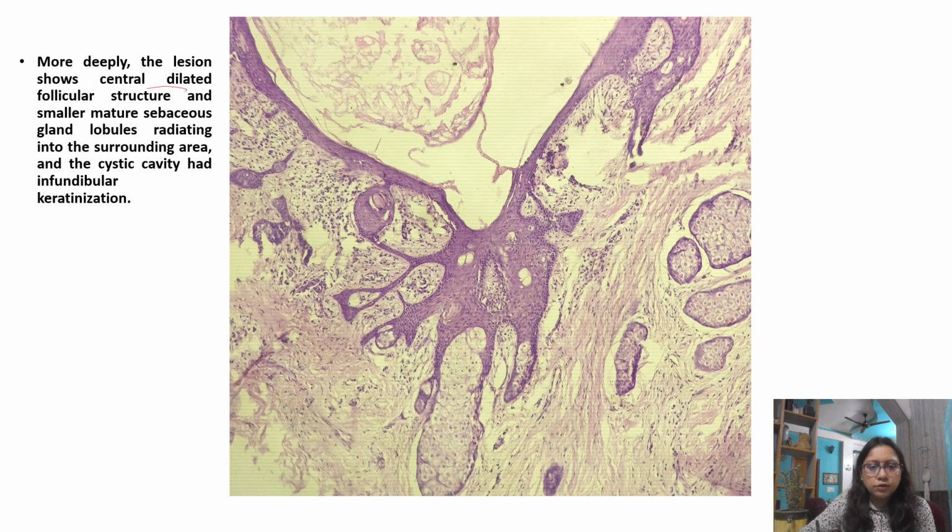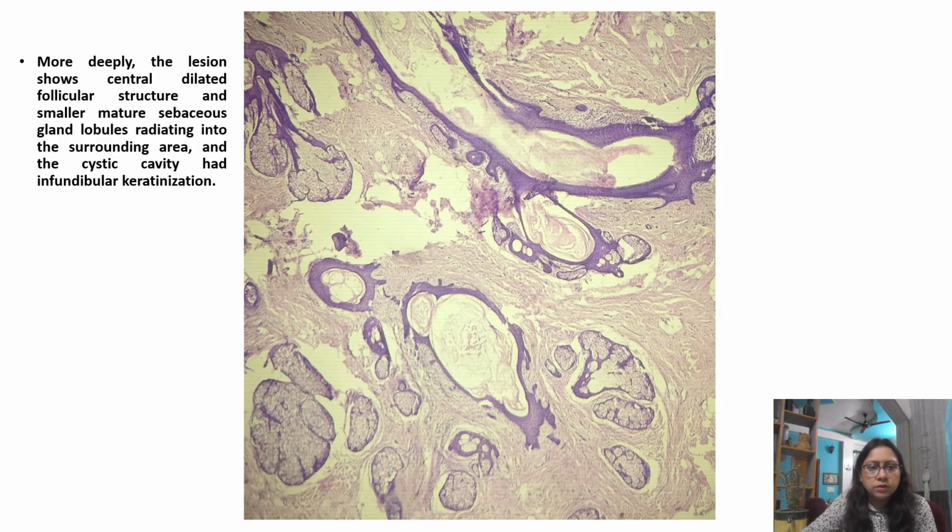So what you can see here is the same thing, right? Apart from these cystically dilated ducts and follicular structures, you are seeing small dotted structures. All these inflammatory cells, the lymphocytic cells, are also there. So all these lobules are radiating from the dilated follicular structures.